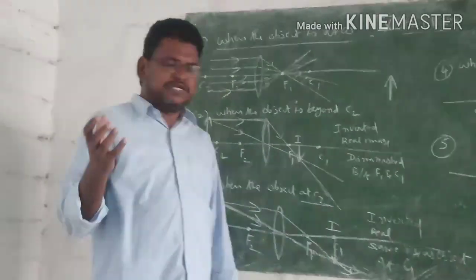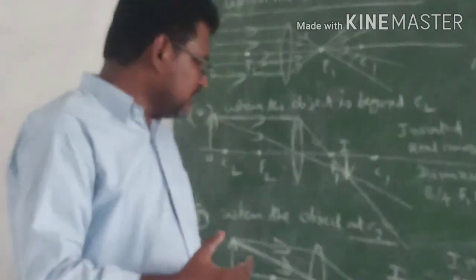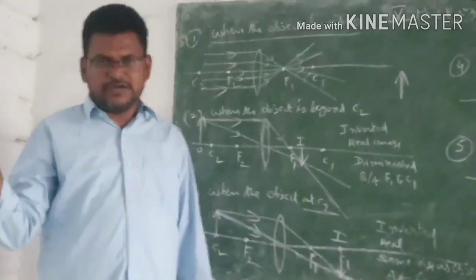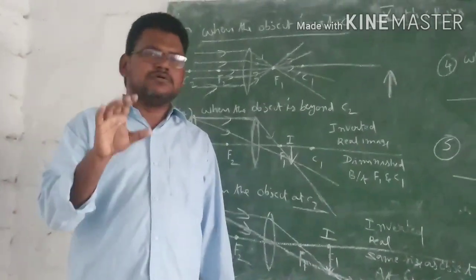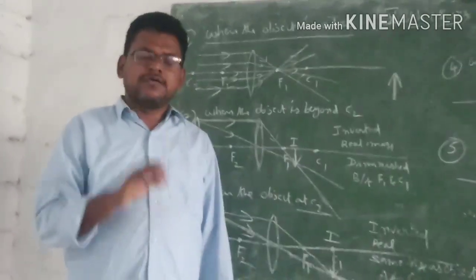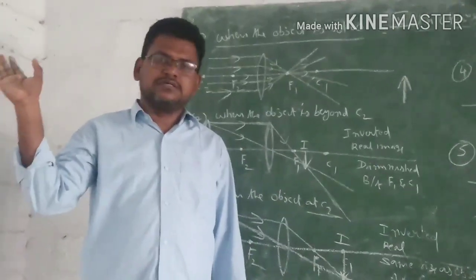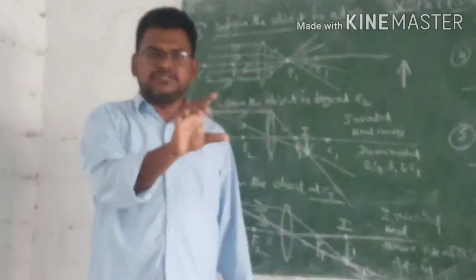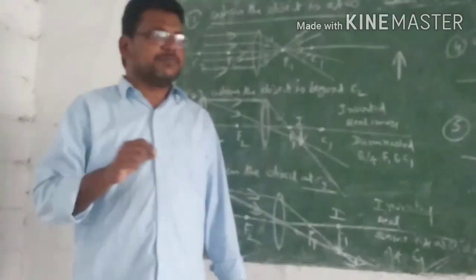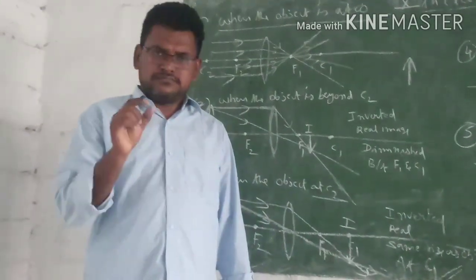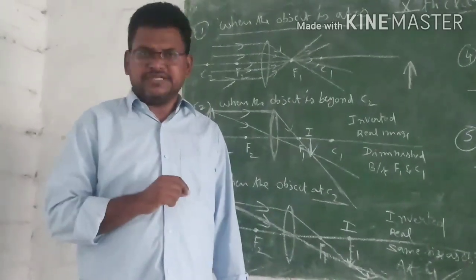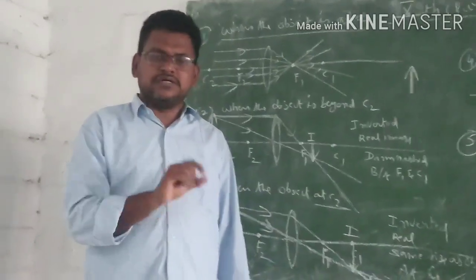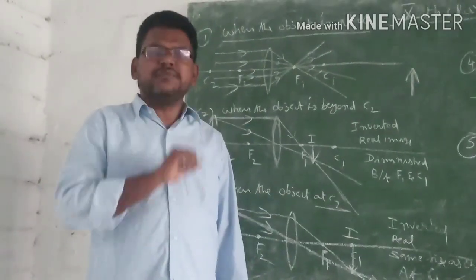So differently they ask the questions in this case. Suppose, for what position of an object can we have the same size of an image? When the object is at the center of curvature, then we can have the same size of an image at the center of curvature on the other side of the lens. Suppose the focal length of a lens is 15 centimeter, for what object distance should we have the same size of image and the same image distance?